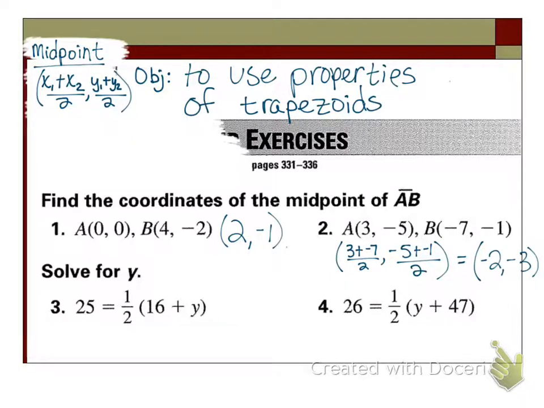All right, on 3 and 4, we are solving for y. There are a few different ways you could do these. What is your instinct to do first on number 3? So distribute would be one option. Or you could multiply both sides by something that would get rid of this fraction, which would be 2. So you could either distribute the 1/2, or you could multiply both sides by 2. What do you want to do? Multiply both sides by 2.